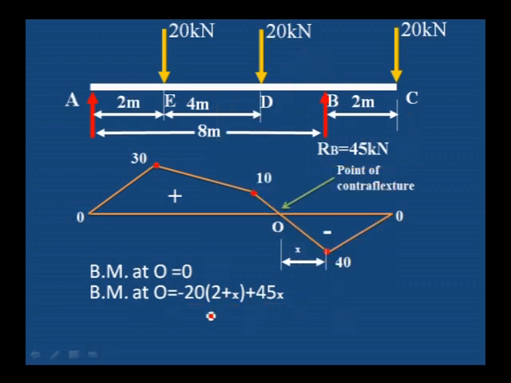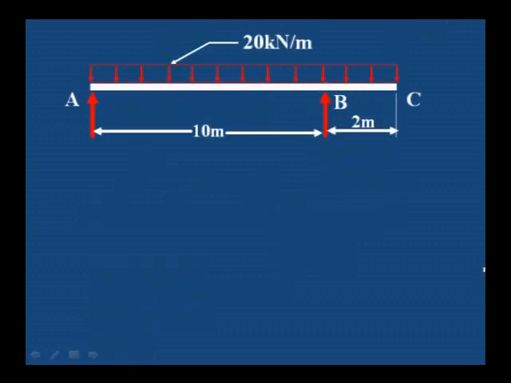When we equate this to 0, because bending moment at O is 0, we will get an equation from which we can calculate the x value. The x value is 1.6. 1.6 is the distance from the B point. From the B point, at a distance of 1.6 towards the left, we will get the point of contraflexure where bending moment is 0. This is one simple case.